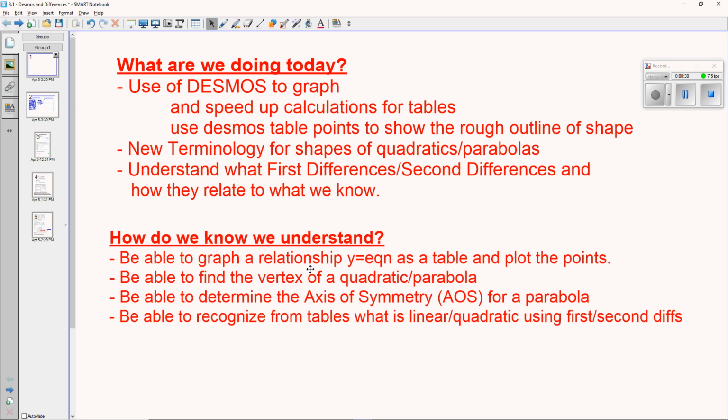How do we know we understand? Well, you're going to be able to figure out a relationship by plotting the points. You're going to be able to identify key values like the vertex and the axis of symmetry. And you'll be able to recognize from tables what is a parabola and what is not.